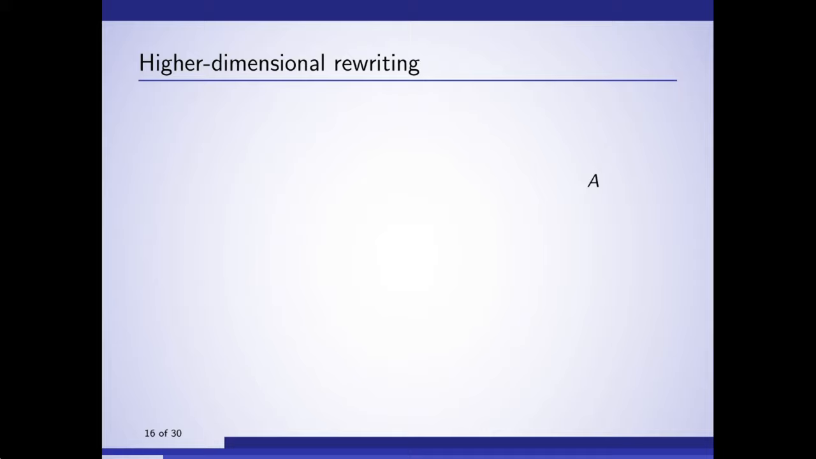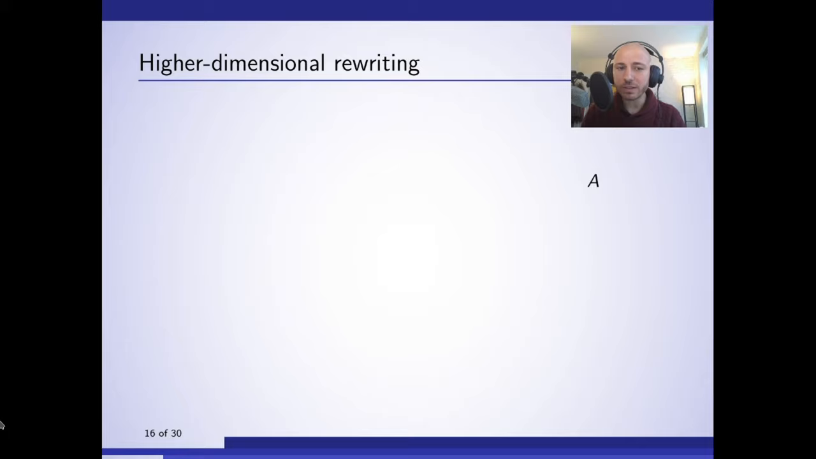So first of all, how then do we compose partial evaluations? So what can we use to compose partial evaluations? Well, it turns out that composing partial evaluations can be thought of as a source of higher dimensional rewriting. So what does that really mean?